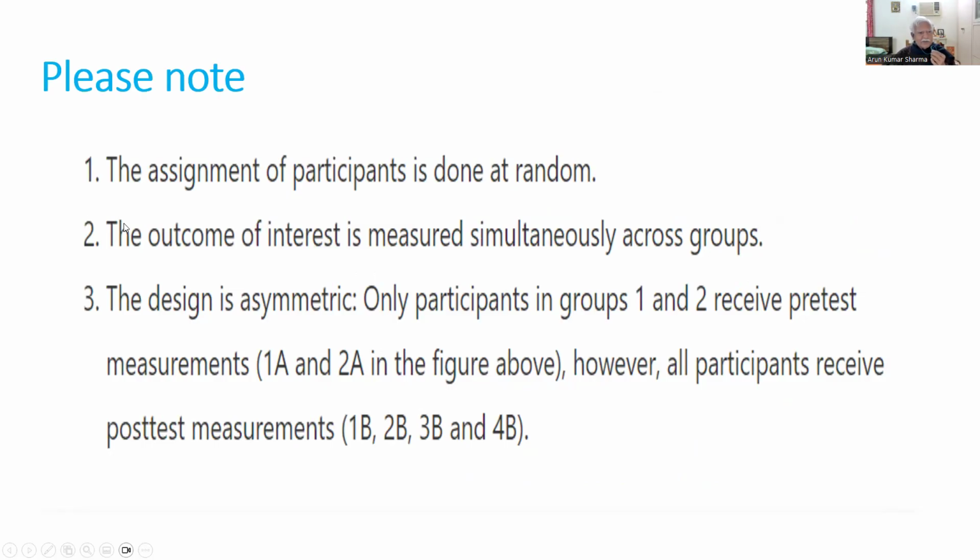You must ensure that the assignment of participants is done at random. The outcome of interest is measured simultaneously across groups. The design is asymmetric in the sense that only participants in group 1 and 2 receive pre-test measurements. However, all participants receive post-test measurements.